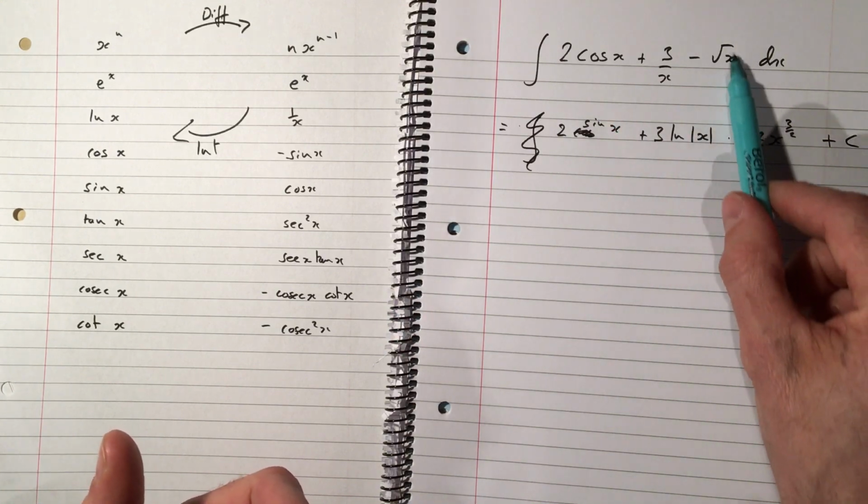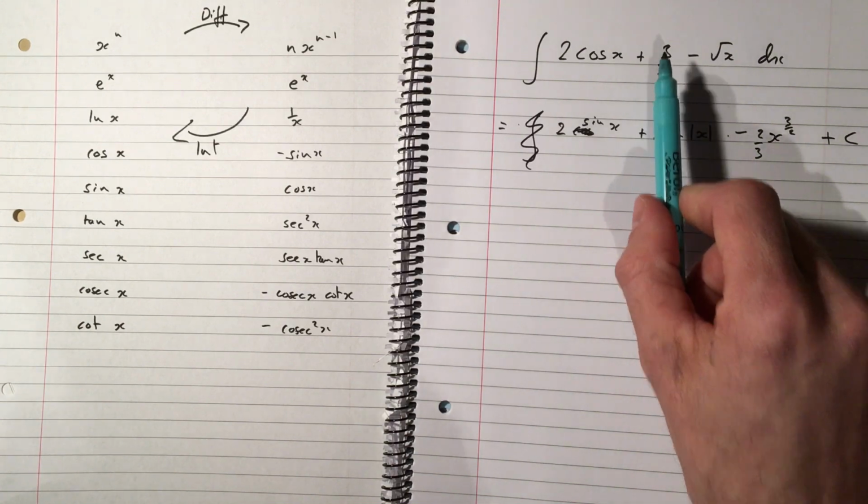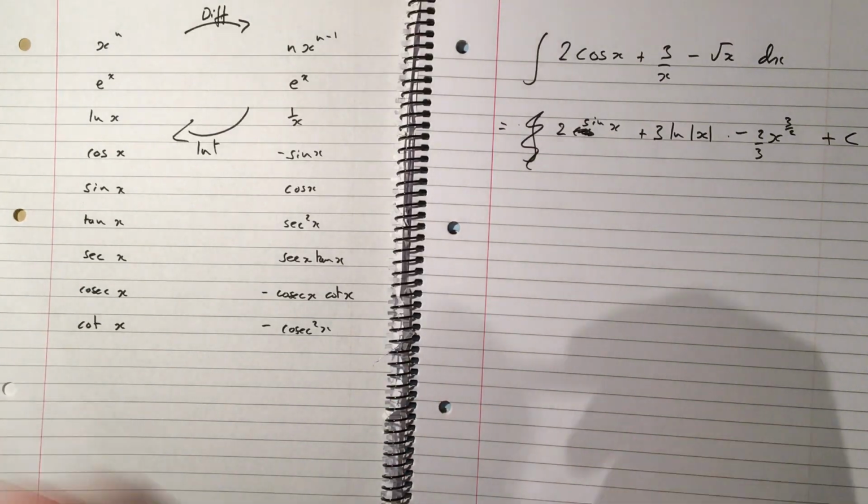Last year integrating was just like this one: increase the power by 1 and divide by the new power. Now we have to look out for 1 over x's, cos of x's, and other things. But if they're on this list, it's not a problem.